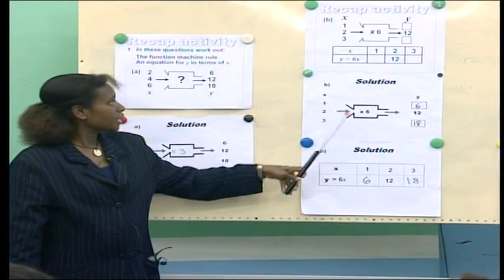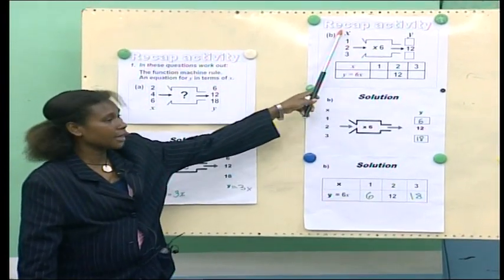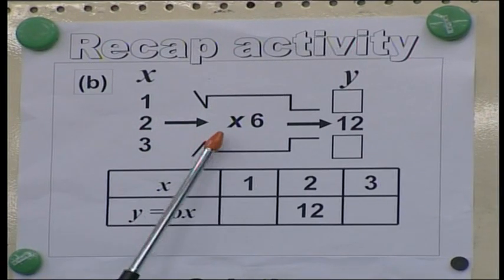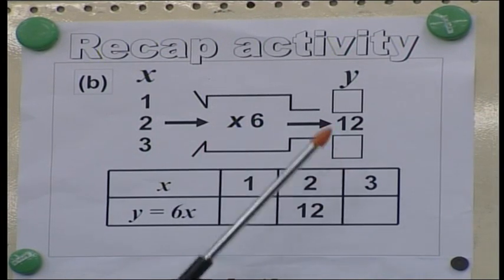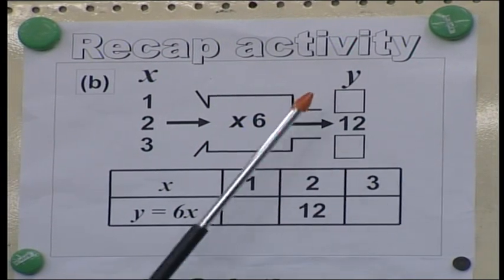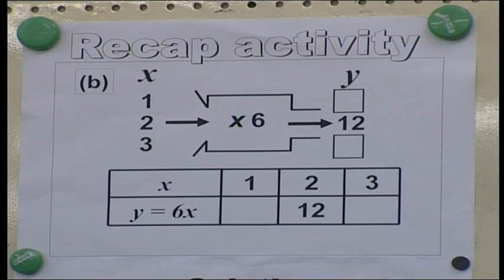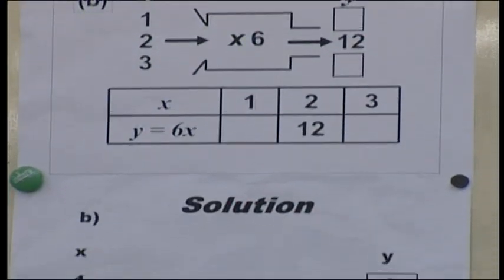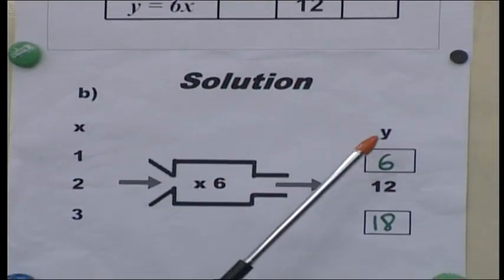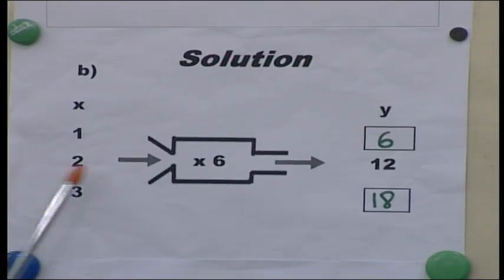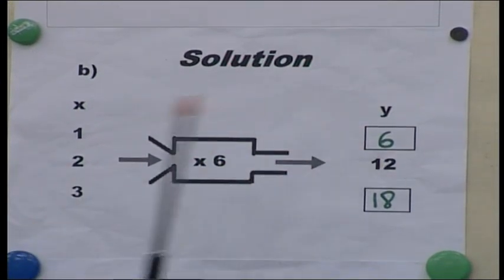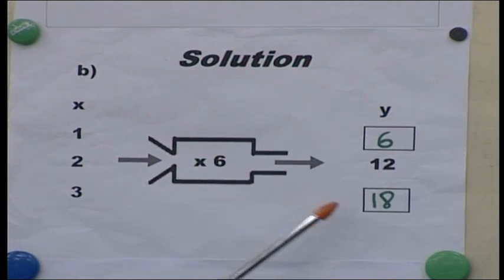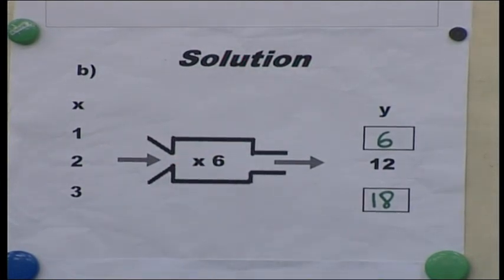The function rule here is we are multiplying the inputs by 6. And we have 2 outputs missing. Let's have a look at the solution. 1 times 6 is 6. 2 times 6 is 12. 3 times 6 is 18, correct?